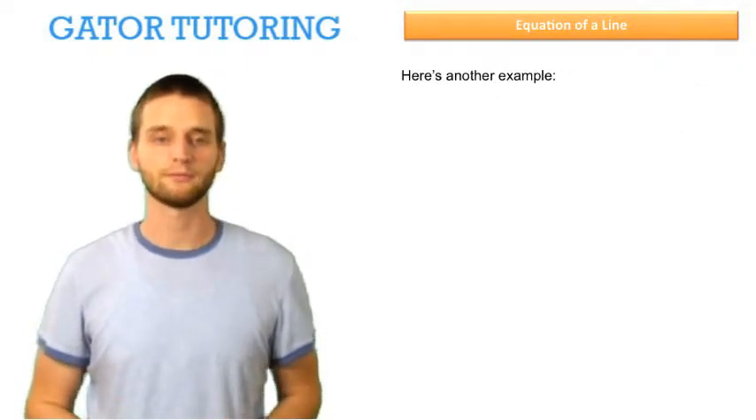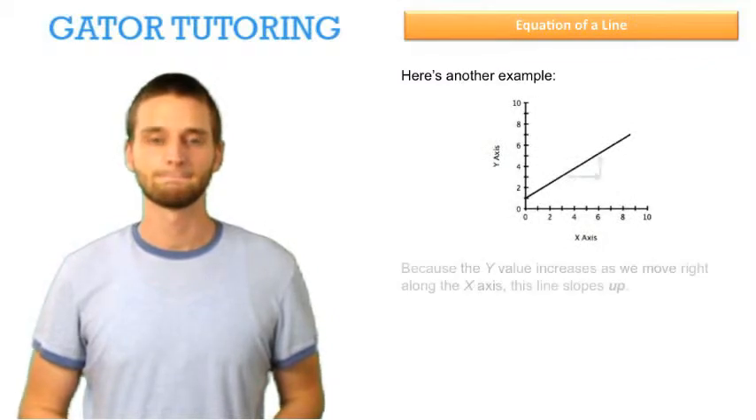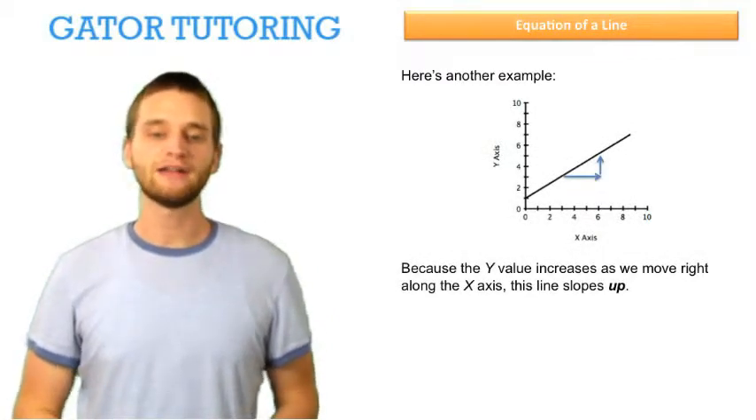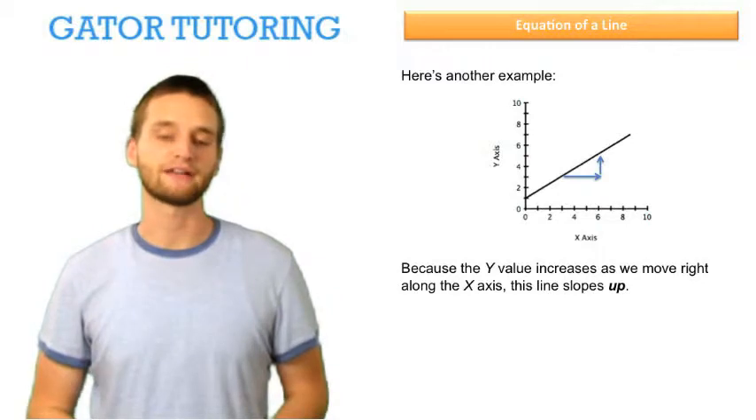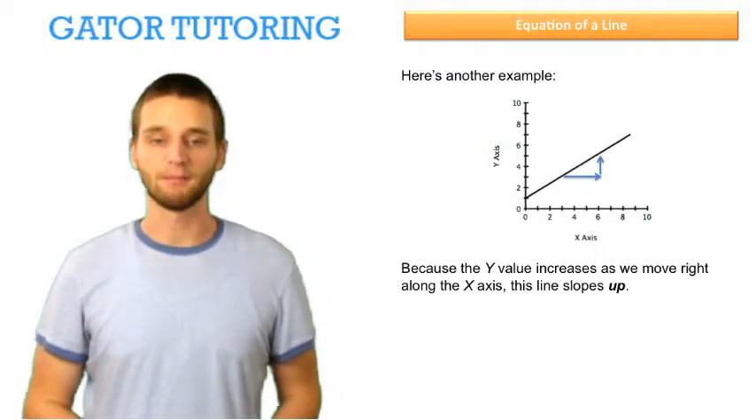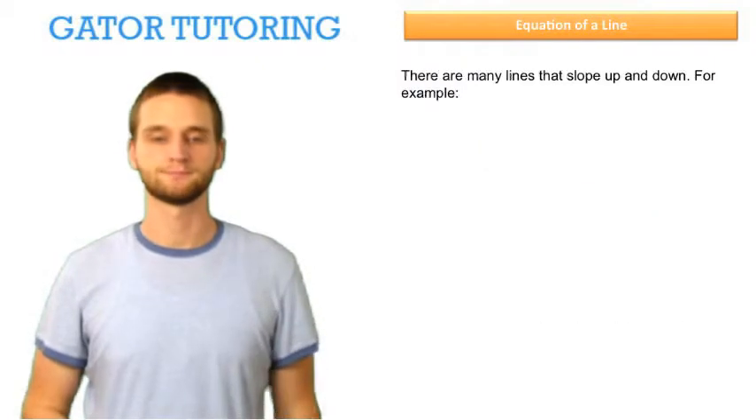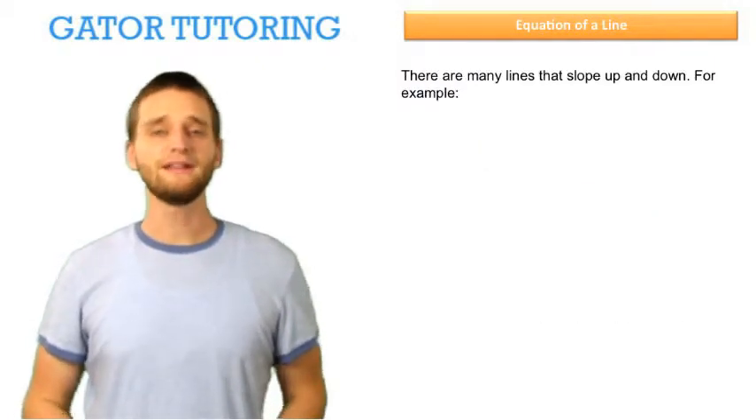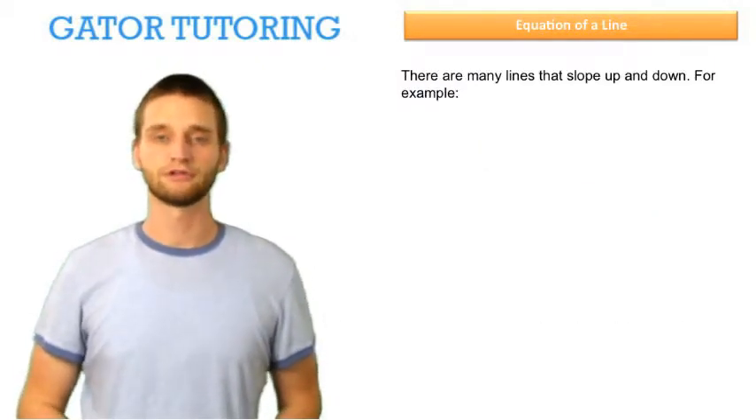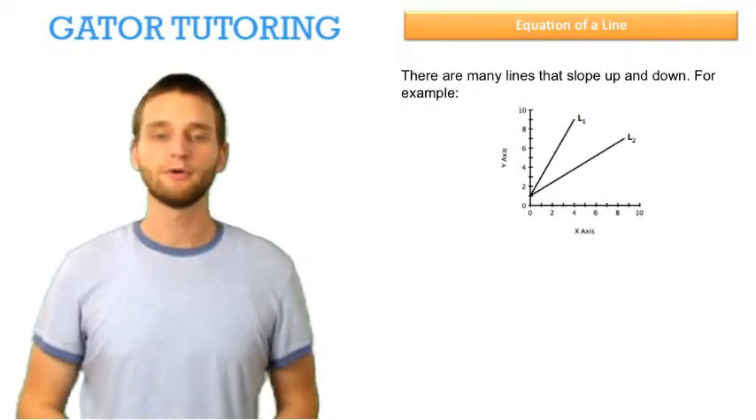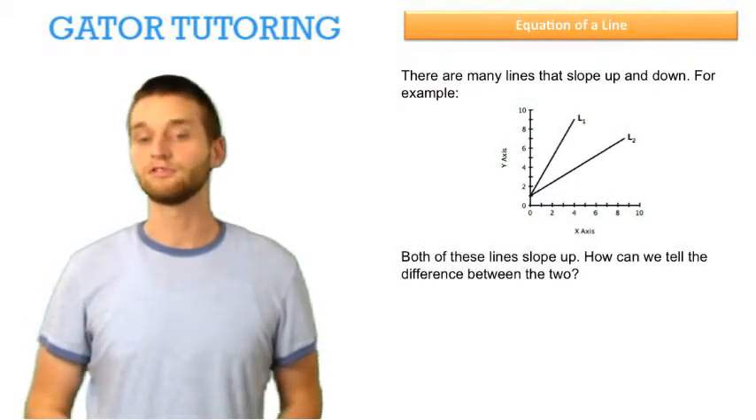Here's another example. Because the y value increases as we move right along the x-axis, this line slopes up. Upward sloping lines have a positive slope. There are many lines that slope up and down. For example, both lines L1 and L2 slope up.